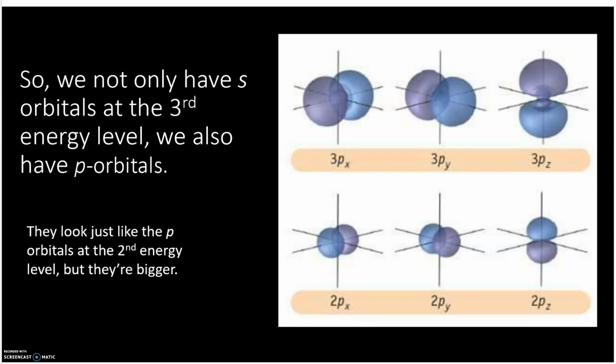Also at the third energy level, we have p-shaped orbitals, and they're bigger. Here are the 2 p's that were available at the second energy level. Well, the 3 p's look just like that, but they're bigger. There's also 3 of them. There's the 3px, the 3py, the 3pz. They're all the same. They are just pointing in different directions, and they can each hold 2 electrons.